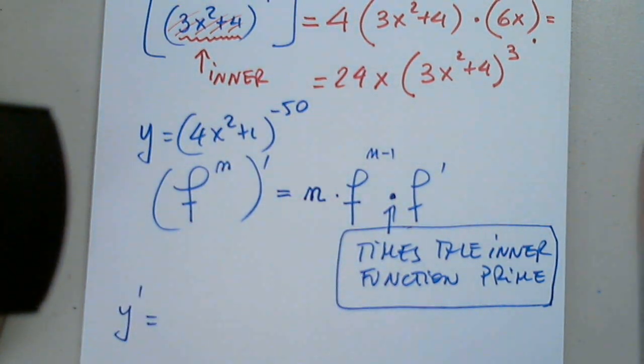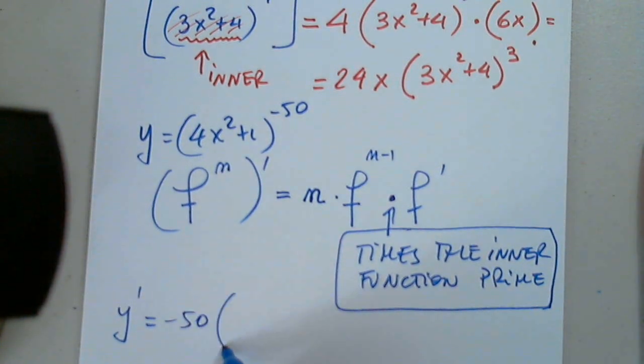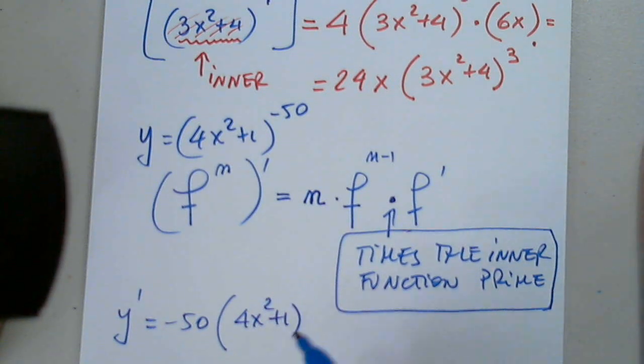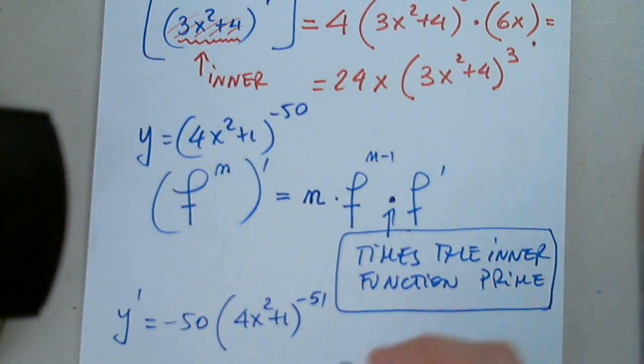Can anyone else? I heard from Yulia and I heard from Sloan. Anyone else would like to give it a shot? I think I heard from Ben, Levi. Who would like to just try this based on this pattern? Negative 50 times 4x squared plus 1 to the negative 51. Awesome. Times the inner function prime. Times 8x. Brilliant.